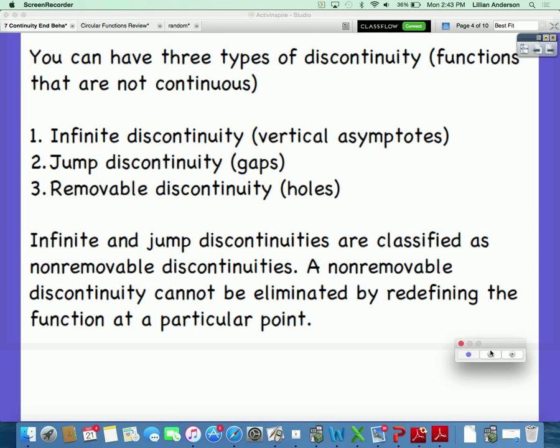Yes. How you doing? Yeah. All right. So those are your three types of discontinuity.